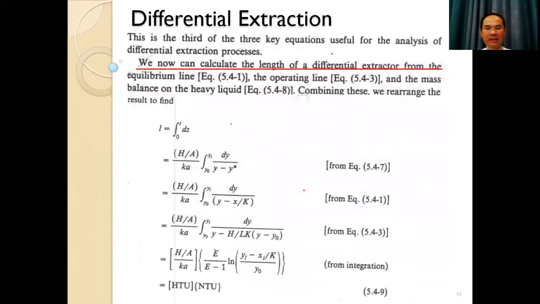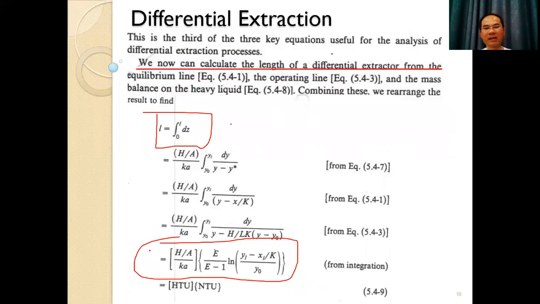Okay, finally we get the equation where L is from 0 to Z, and S over A divided by K is a constant, so it is out of the integral, and then we get Y0 to YL, dy over y minus y star. Finally we get this equation. This is the length or the height of the column. Height of the liquid extraction column equals this term multiplied by this term.